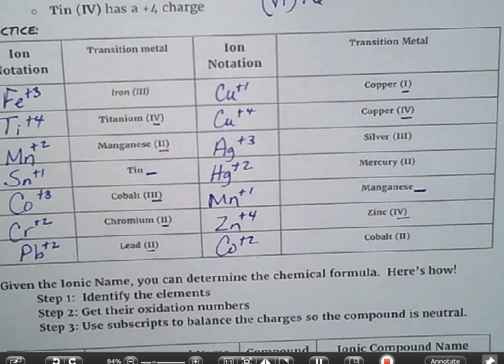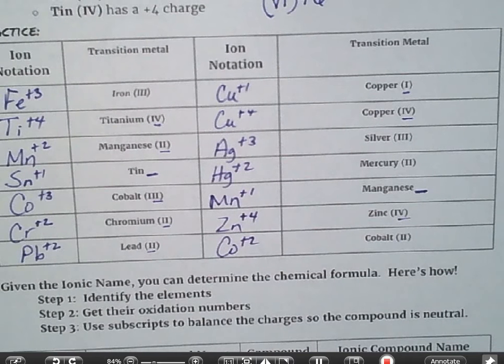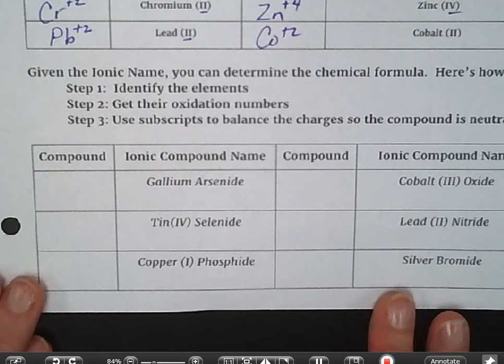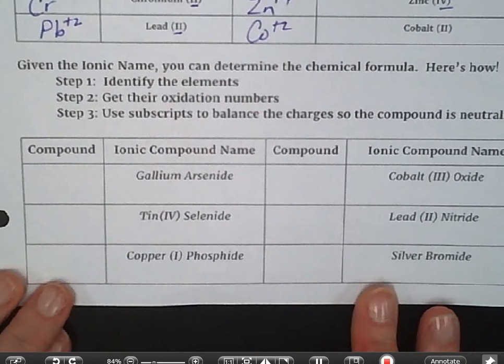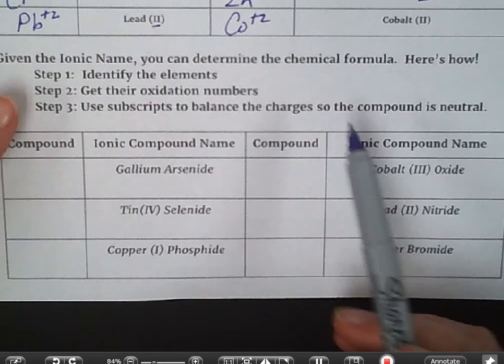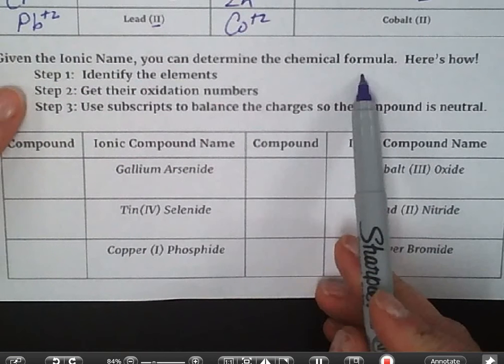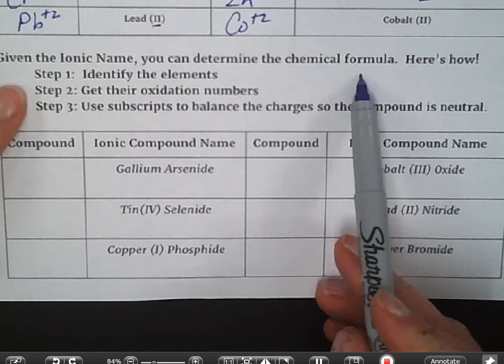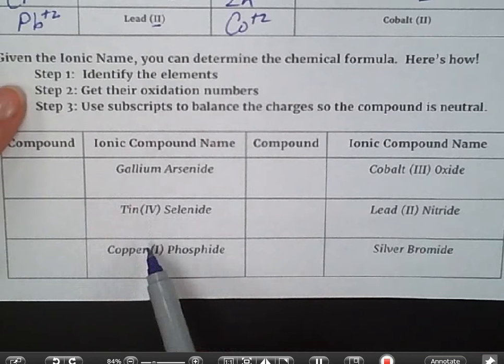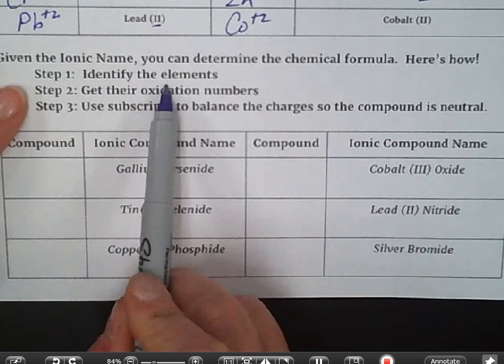Now, the next thing is, just like we did yesterday, going through this really quickly, you have some steps that are given to you to find the chemical formula when you're given the ionic name. So this is using transition metals. You're going to identify the elements, get their oxidation numbers, and then use subscripts to balance. What we call crisscross applesauce.